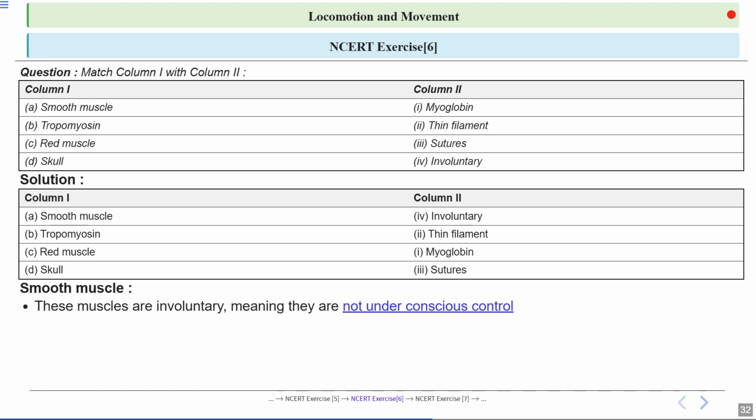For example, you don't have to think about moving food through your stomach or controlling the diameter of your blood vessels. Your body does it for you. This is similar to how automatic doors open and close without you needing to push a button. Smooth muscles are found in organs such as the stomach and bladder. Think about how your stomach churns food or how your bladder holds and releases urine. These actions are managed by smooth muscle working behind the scenes, keeping your body functioning smoothly without you having to think about it.